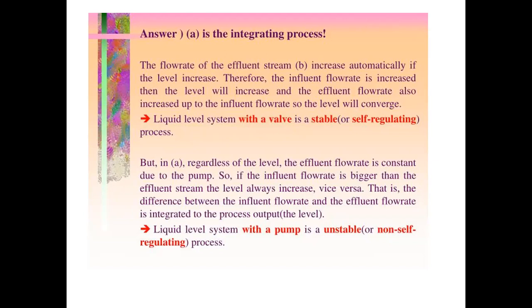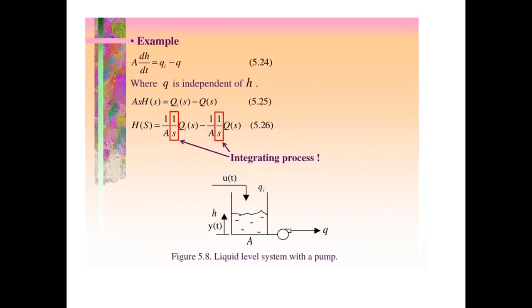But regardless of the level, the effluent flow rate is constant due to the pump. So if the influent flow rate is bigger than the effluent flow rate, the level always increases, and vice versa. That is, the difference between the influent flow rate and the effluent flow rate is integrated to the process output. The liquid level system with a pump is the unstable or non-self-regulating process.